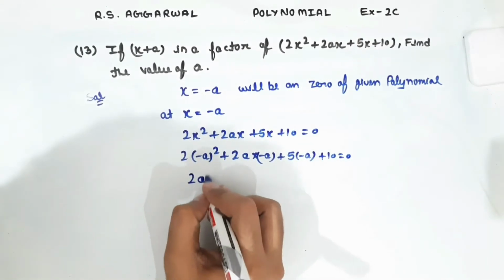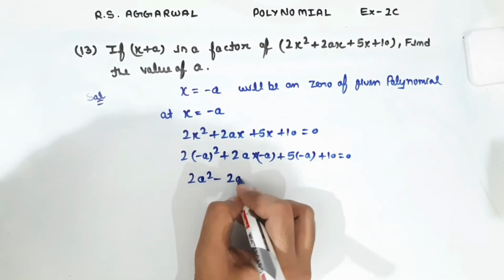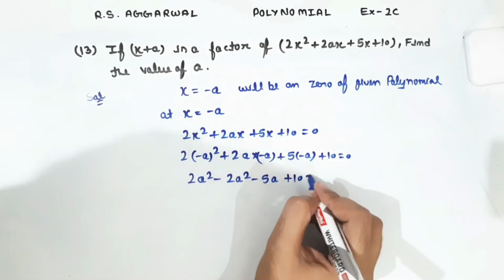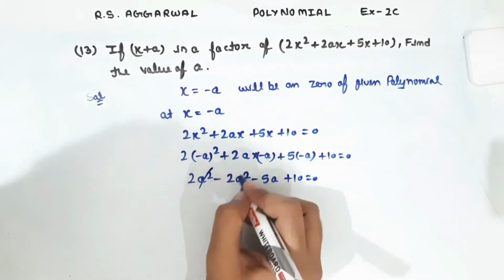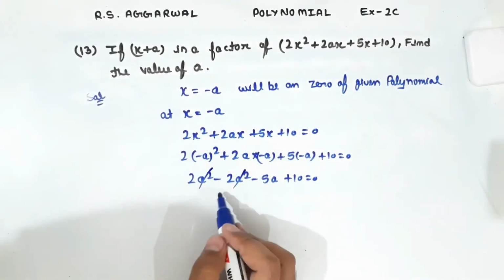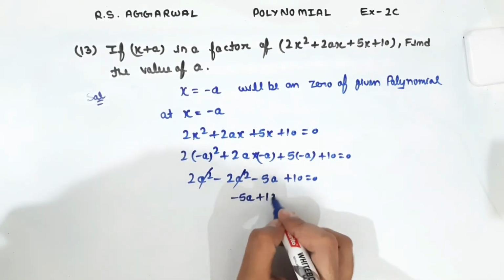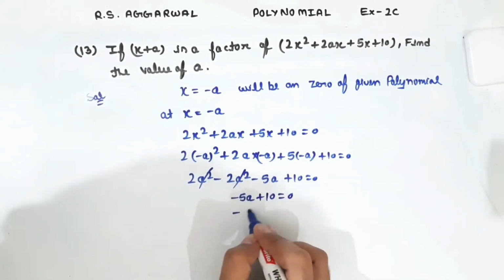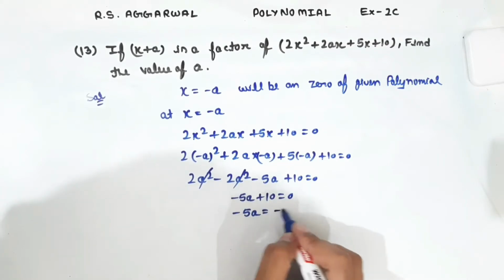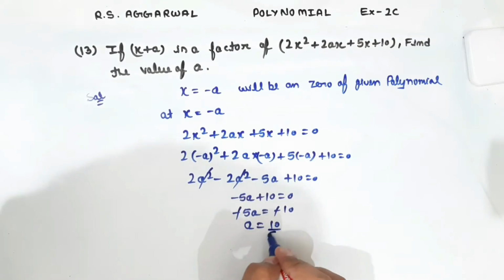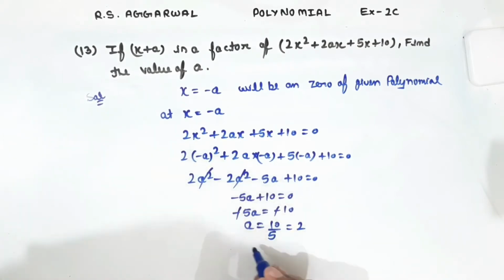So this will be 2a square minus 2a square minus 5a plus 10 equals to 0. 2a square will be cancelled out. So minus 5a plus 10 will be equal to 0. From here minus 5a will be equal to minus 10. So from here a will be equal to 10 upon 5, means 2. So from here a will be equal to 2.